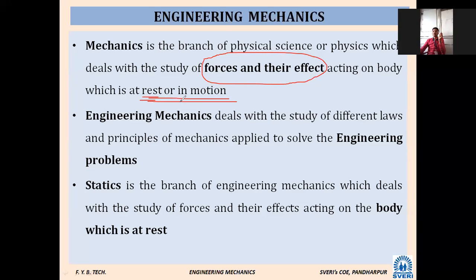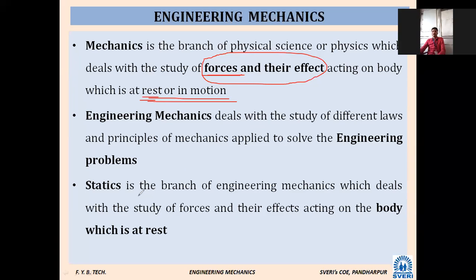Remember, whenever we want to study mechanics, there should be a force. This term is most important. If there is no force, our subject will not be in existence. As simple as this. Whenever there is a force and its effect on a body, we can say it is mechanics. The most important criterion for our subject to exist is force. We are going to study forces in this subject further. Mechanics deals with the study of different laws and principles, which we will see, to solve engineering problems.